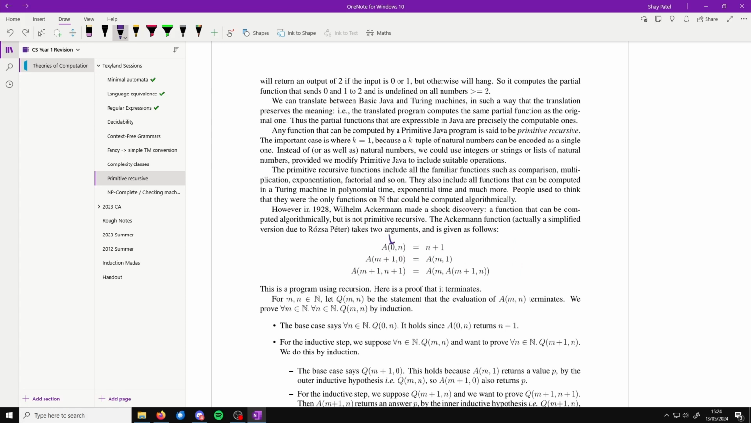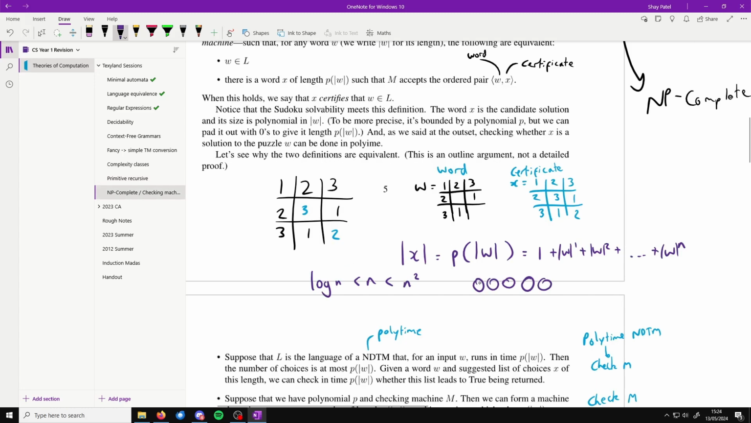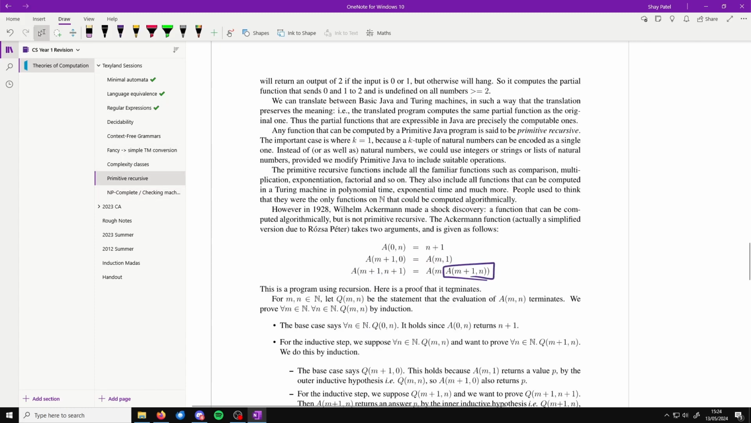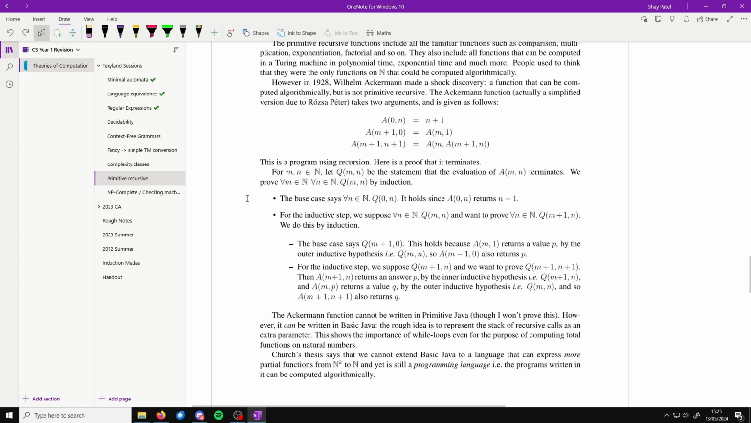Okay, so we pass in two arguments, and it gives us a number output. In some cases, it calls itself with two different arguments, where the second argument calls the Ackermann function again in itself. And so this is a recursive function, but the idea is it always terminates. And to prove that it always terminates, we can use nested induction. So when we want to use nested induction, that means we have some outer inductive hypothesis, and then we have an inner inductive hypothesis.